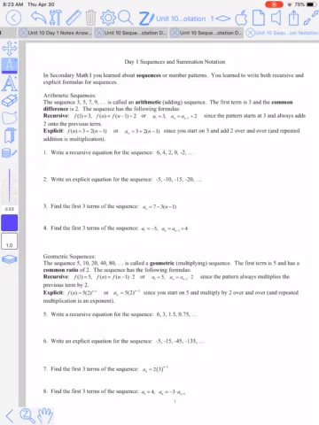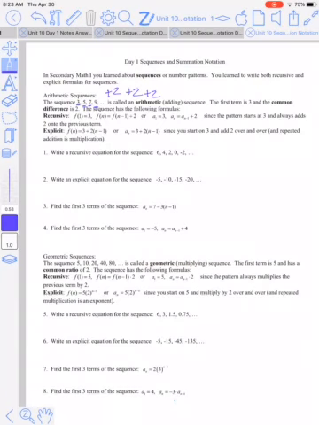Notice here, to get from 3 to 5, you added 2. From 5 to 7, added 2. 7 to 9, added 2. So you're adding 2 every time. That's called an arithmetic sequence. There's 2 different types of equations we're going to look at, a recursive and explicit.